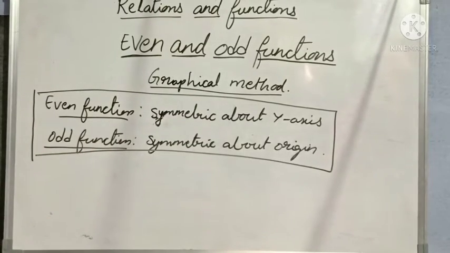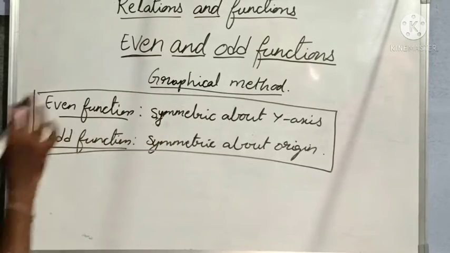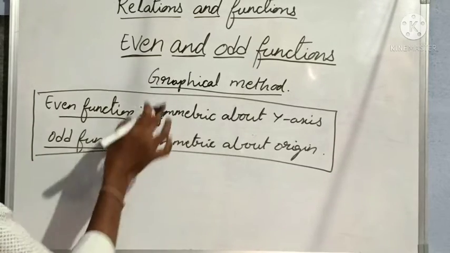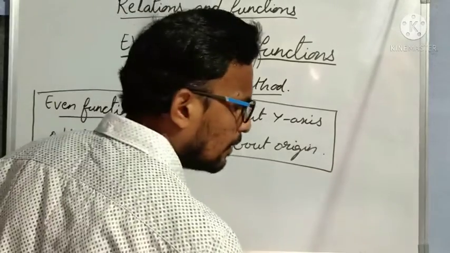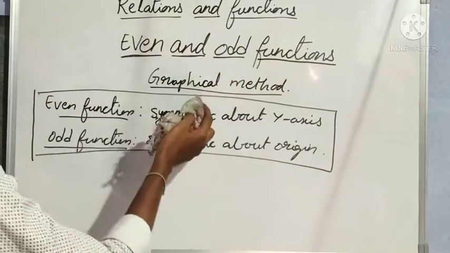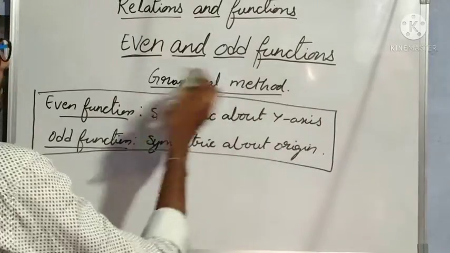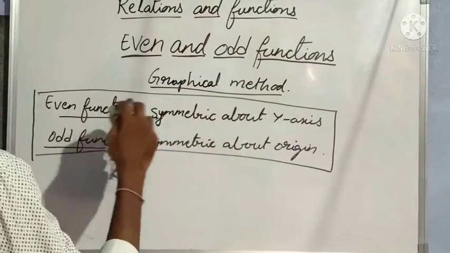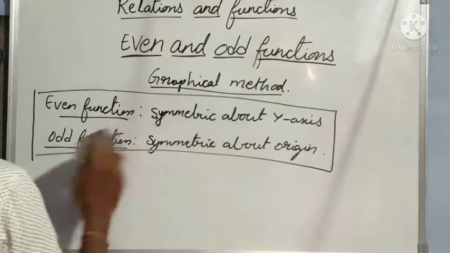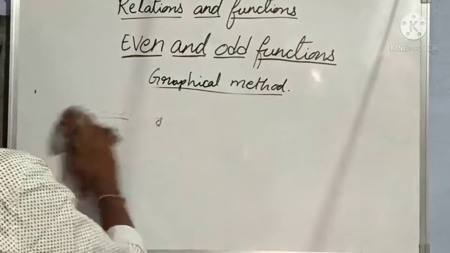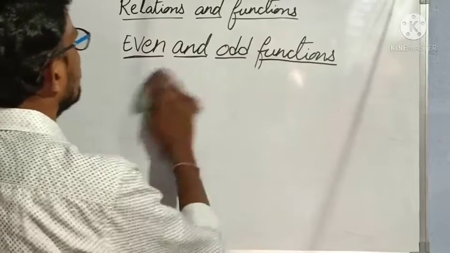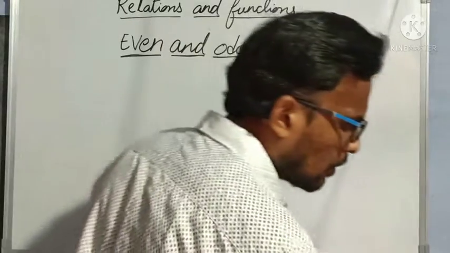Clear? I hope now everybody understood what is an even function and what is an odd function, and how to find and identify an even function and an odd function from the graphical method and also from the normal method. From the normal method, you have to take f of minus x is equal to f of x, then that is an even function. If f of minus x is equal to minus f of x, then that is an odd function. So both we can do either with the graphical method or with the normal method. Clear?